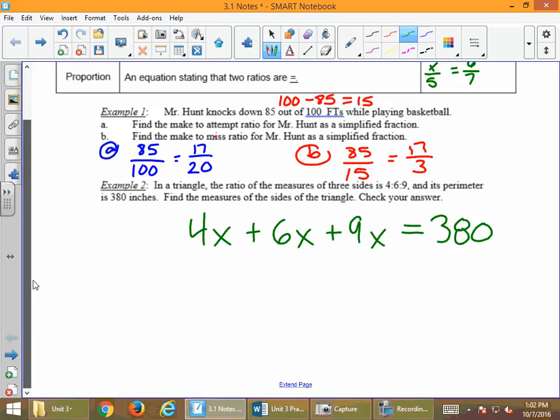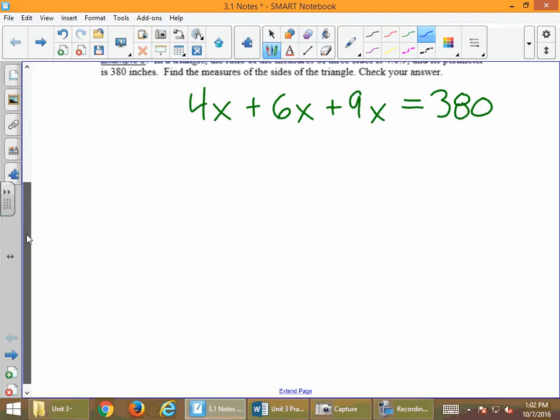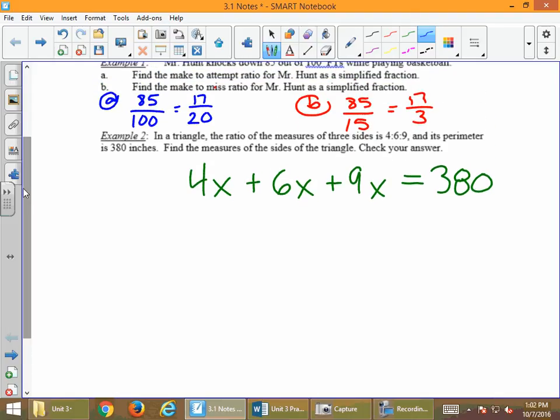380. Now we're going to go ahead and solve. Every time we've been setting up equations lately, it looks really long. It's like, man, I don't know what to do here. But we know that our next step is always going to be combining like terms. Add all of them. Very good. So 4 plus 6, 10 plus 9 gives me a 19. 19x is equal to 380.